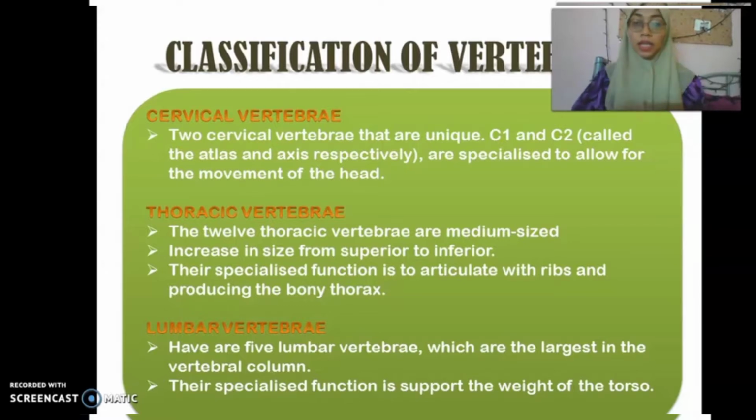The third is the lumbar vertebra. The lumbar vertebra has 5 spinal columns, L1 until L5, and it is the largest in the vertebral column. Their specialized function is to support the weight of the torso.